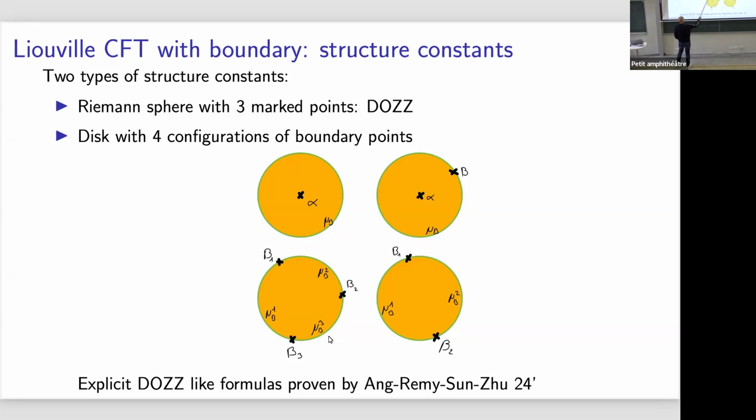Maybe you have this case here where you have still the marked point in the center and 1 point on the boundary. You have this one here with 3 points on the boundary, and this 2-point function here, which should be more thought of as a reflection coefficient for the boundary in that case.